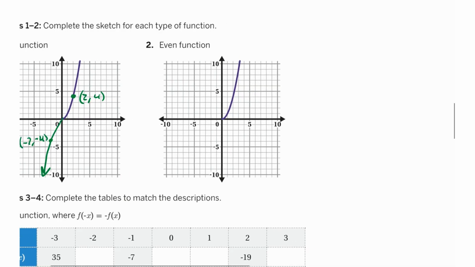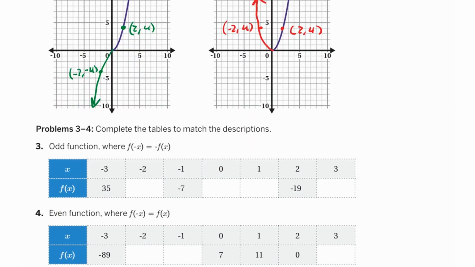For our even function, we're looking for something that reflects over the y-axis, meaning if we see the same point, (2, 4), then we're going to have a point over on this side, which is (-2, 4), and we get this parabola-looking shape here.